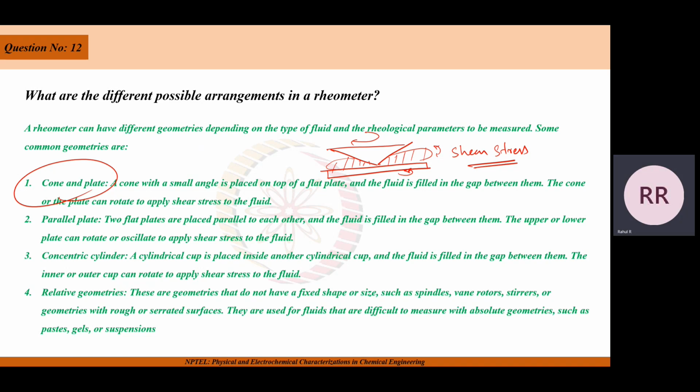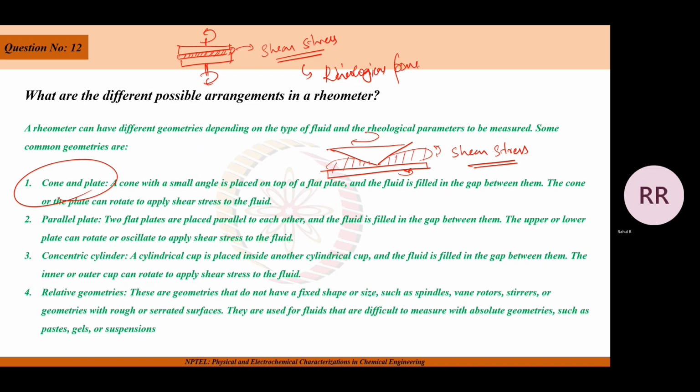The second one is parallel plate. Here, two flat plates are placed parallel to each other, and the fluid is filled in the gap. The upper or lower plate is rotated or oscillated to apply shear stress to the fluid. So instead of a cone, here we use two flat plates, and the fluid is filled in between. Then the upper plate or the lower plate is rotated so that the fluid inside experiences shear stress, and from this the corresponding rheological parameters will be measured.